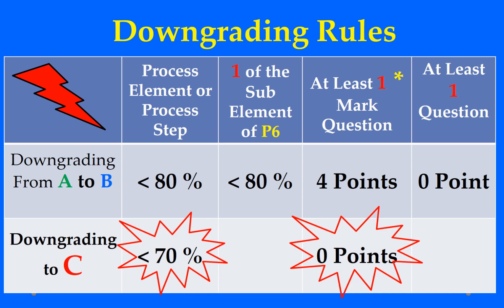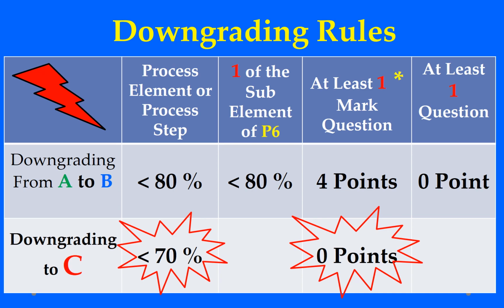There are 4 requirements where the supplier can be downgraded. Even though a supplier has scored more than 90%, but still it can be downgraded from A to B if any of the process element is less than 80%. If any one of the sub-elements of P6 like P6.1, 6.2 is less than 80%. Third criteria is if at least one star mark question is scored 4 points. Fourth criteria is if at least one question you have rated as 0 point, then the supplier will be downgraded from A to B.